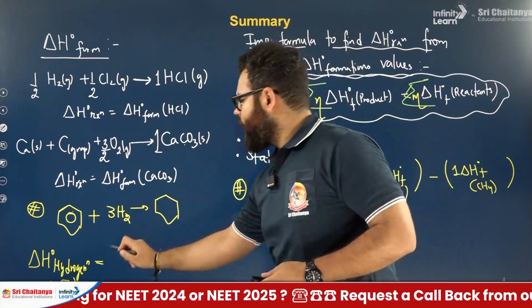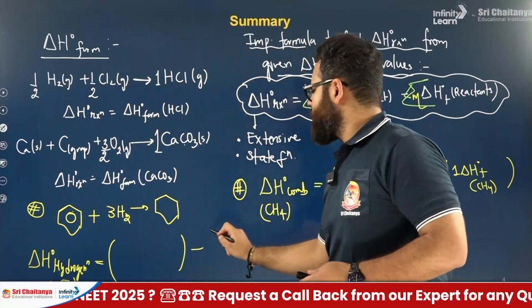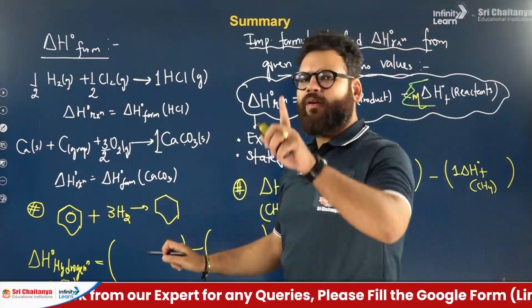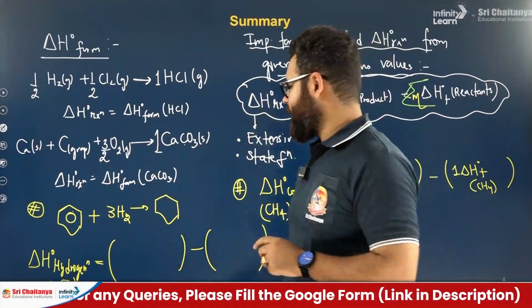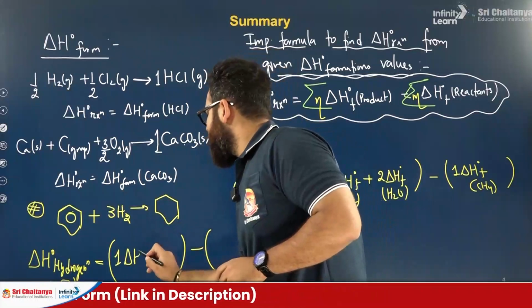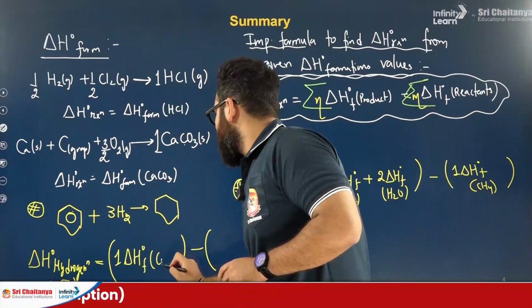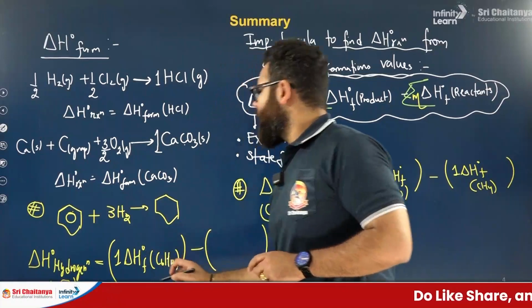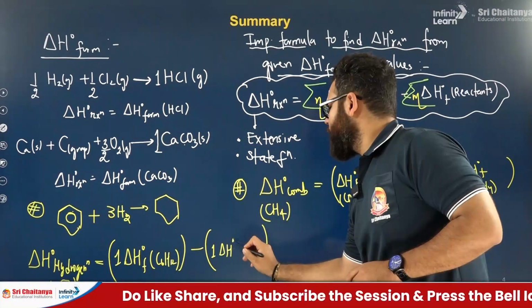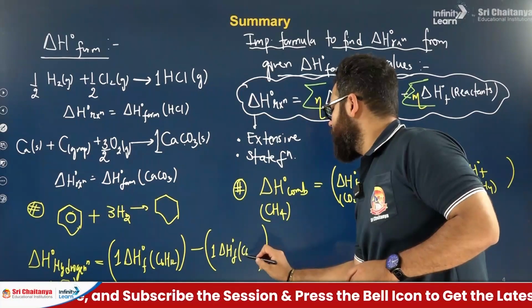It will be formation of product minus formation of reactant. What is the product? The product is 1 mole of cyclohexane, which is C6H12. So 1 times delta H formation of cyclohexane minus 1 times delta H formation of benzene.